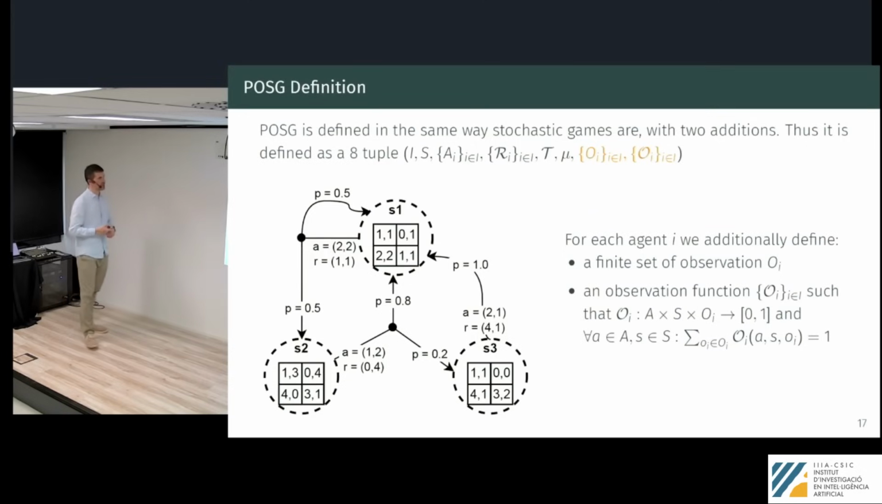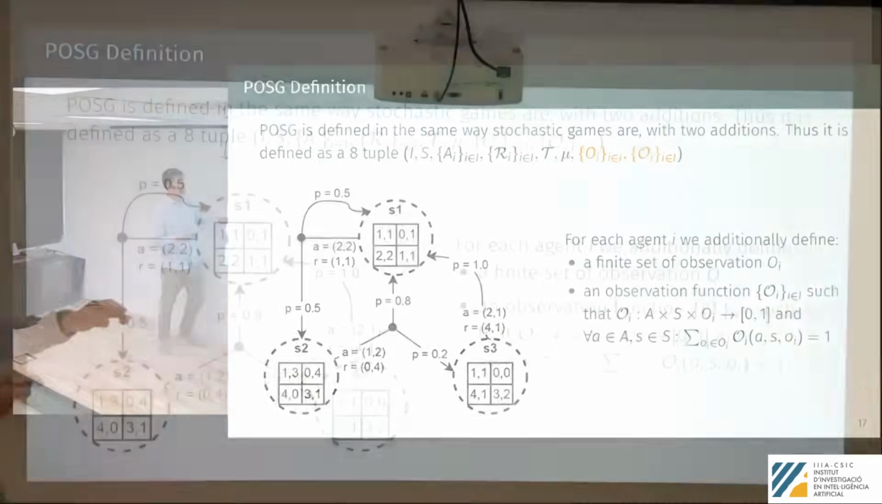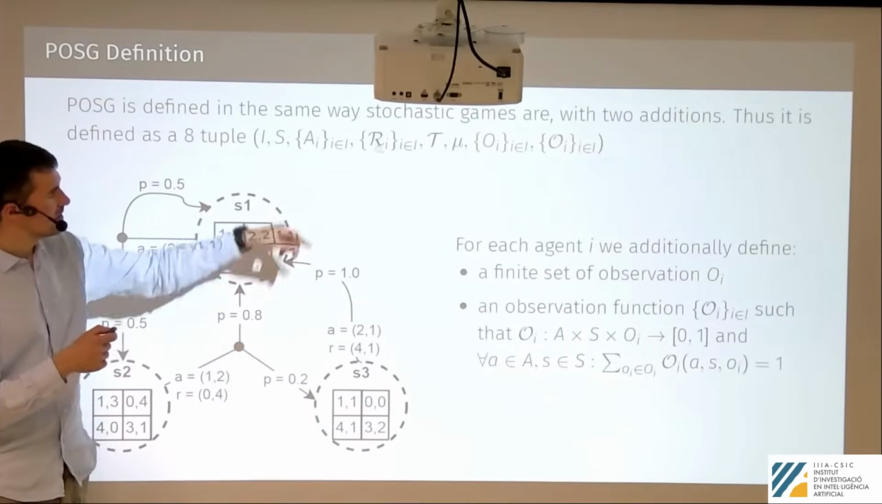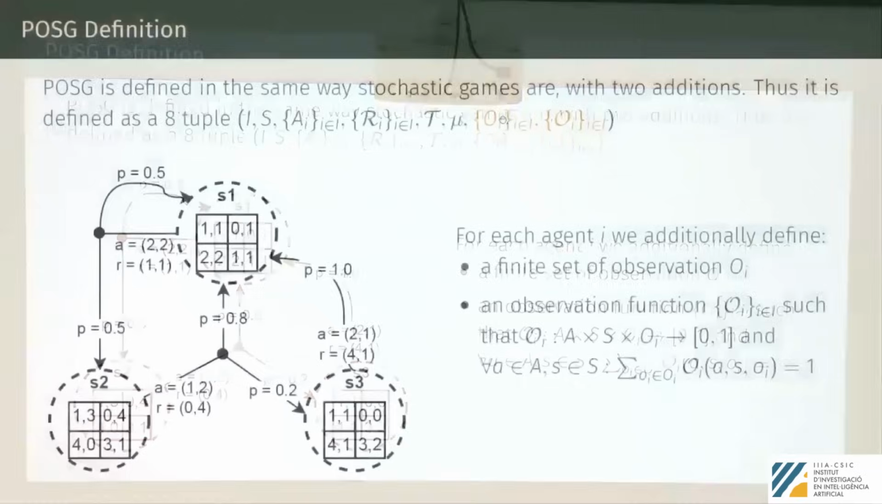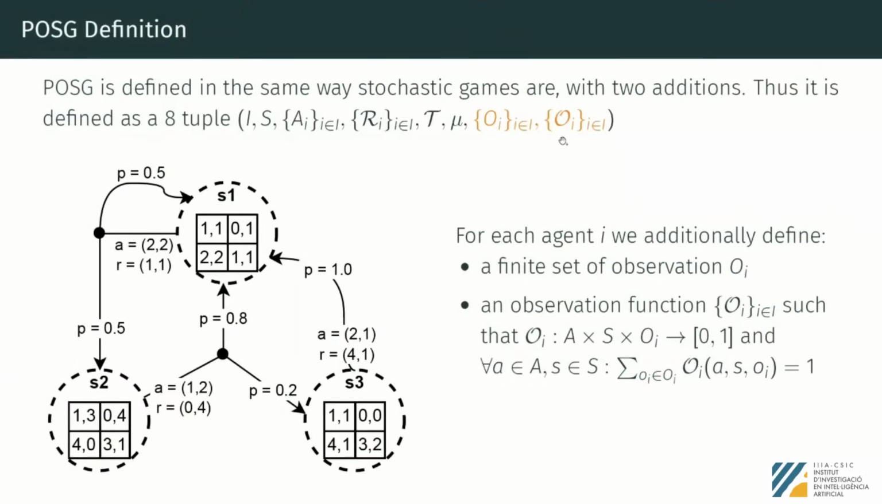Right, so let's look at this graph again as an example. A partially observable stochastic game is defined almost in the same way as a stochastic game. You see all the same elements here, except there are now 2 new things, which are highlighted in orange. Every agent now also has an observation set. These are the things that can be observed, the observation vectors. And then there's an observation function, which defines the probabilities with which you get to observe these different elements in a particular state and so on. So that's defined here.